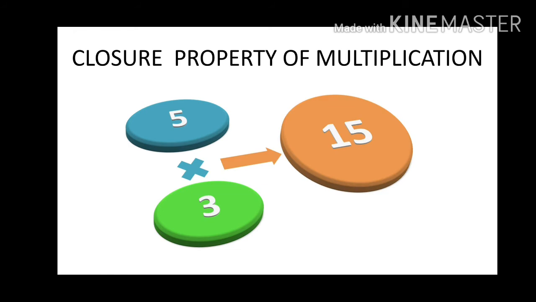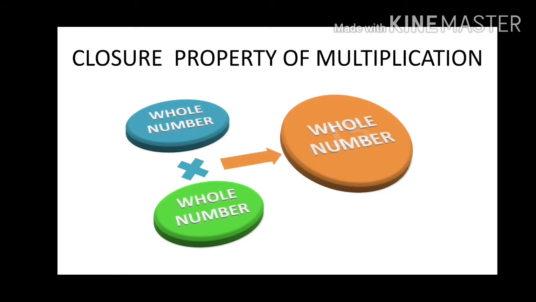Now for multiplication, let's multiply 5 and 3. So when 5 and 3 are multiplied, we get 15. So 5 is a whole number, 3 is a whole number, and the result 15 is also a whole number. So when whole numbers are multiplied, we get again a whole number. That's the closure property of multiplication. So we can say whole numbers are closed under addition and multiplication.